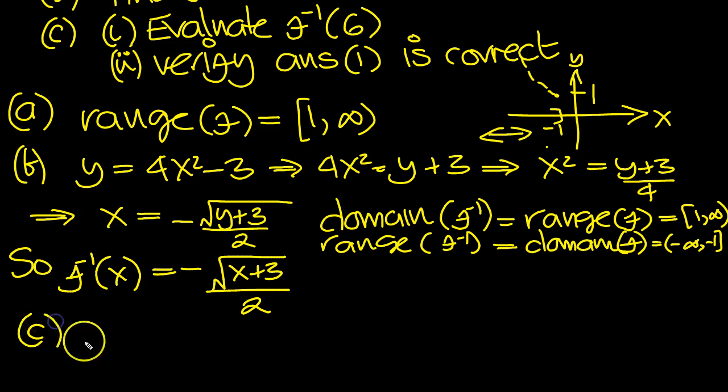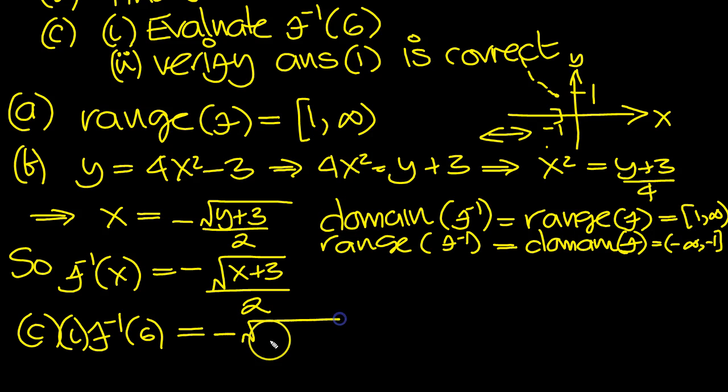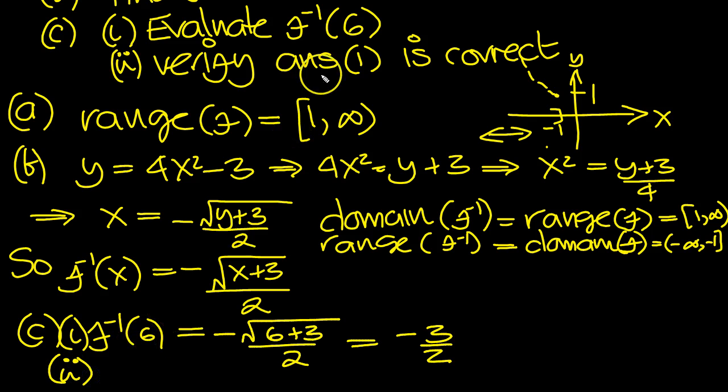And now f⁻¹(6) then, part 1, is equal to minus the square root of (6 + 3)/4. Square root of 9 is 3, so it's minus 3 over 2. Now part 2, verify that this is in fact the correct value.